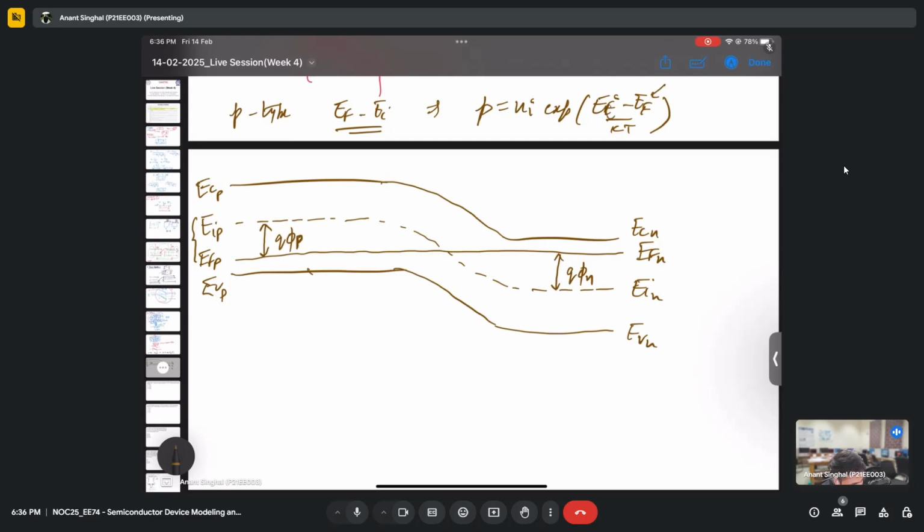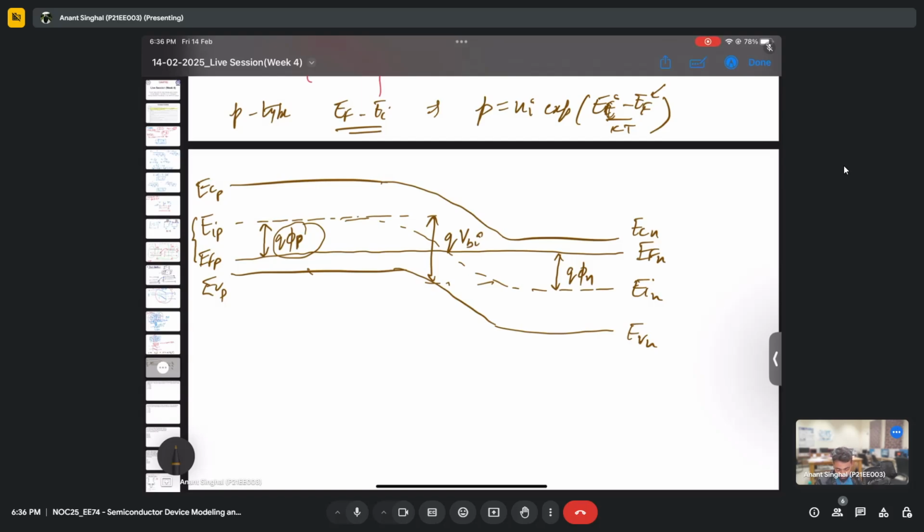So this EI minus EF is nothing but Q phi P, right? This is what I wanted to elaborate. Basically the difference in the potential of the EI level is nothing but what we call the built-in potential, which we denote by VBI. This is a very go-to term. In general, there are a lot of diode problems in which they will ask you to calculate this built-in potential only.